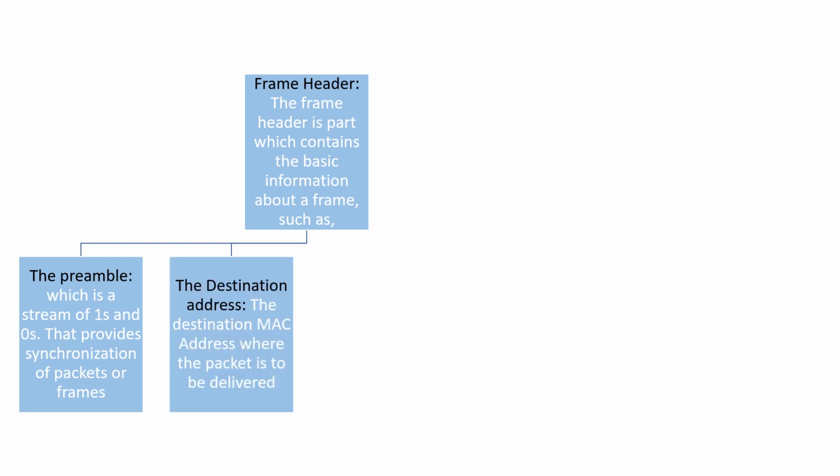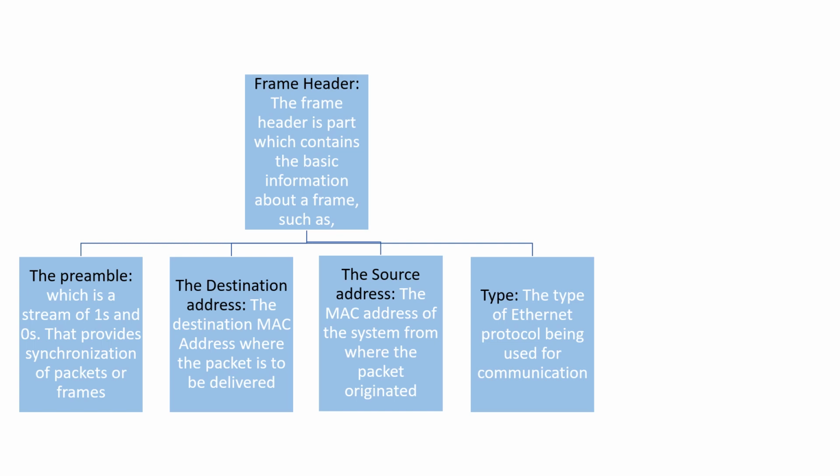This frame header will have four fields, that is a preamble, destination, source address, and the type. That is, the frame header is the part which contains the basic information about the frame, such as the preamble, that is a sequence or stream of ones and zeros that provides the synchronization of packets or frames. And this destination address is the destination MAC address where the packet has to be delivered, and the source address is the MAC address of the system from where the packet originated. And the type is the type of Ethernet protocol being used for communication.